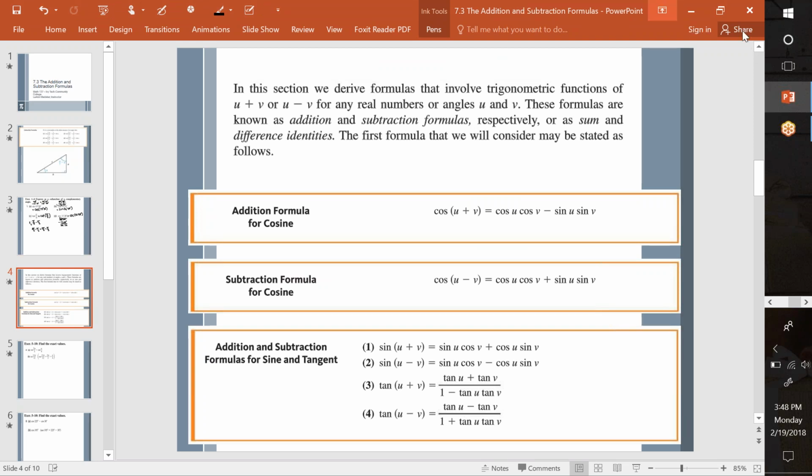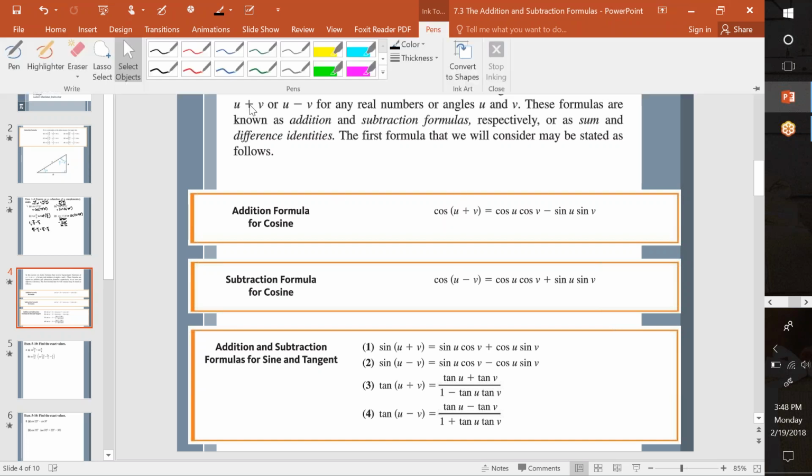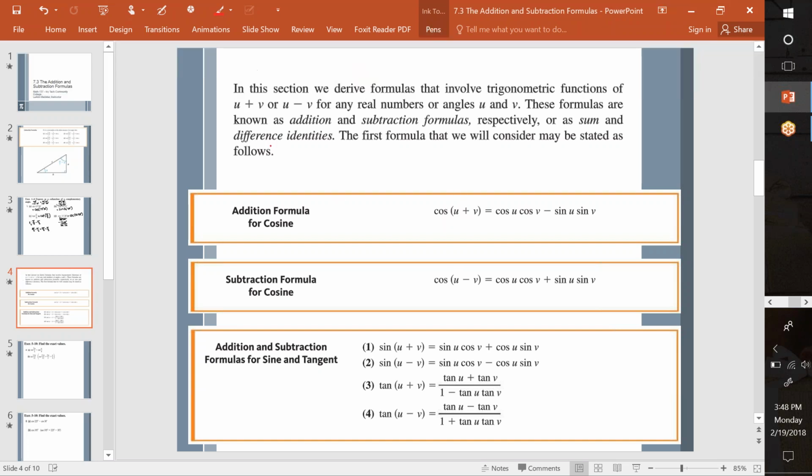So we're thinking of these angles U and V, essentially two angles that we want to add together. If you think about that visually, what that would look like: here's an angle U and an angle V extra that we want to add to that. So this is U plus V all the way across.